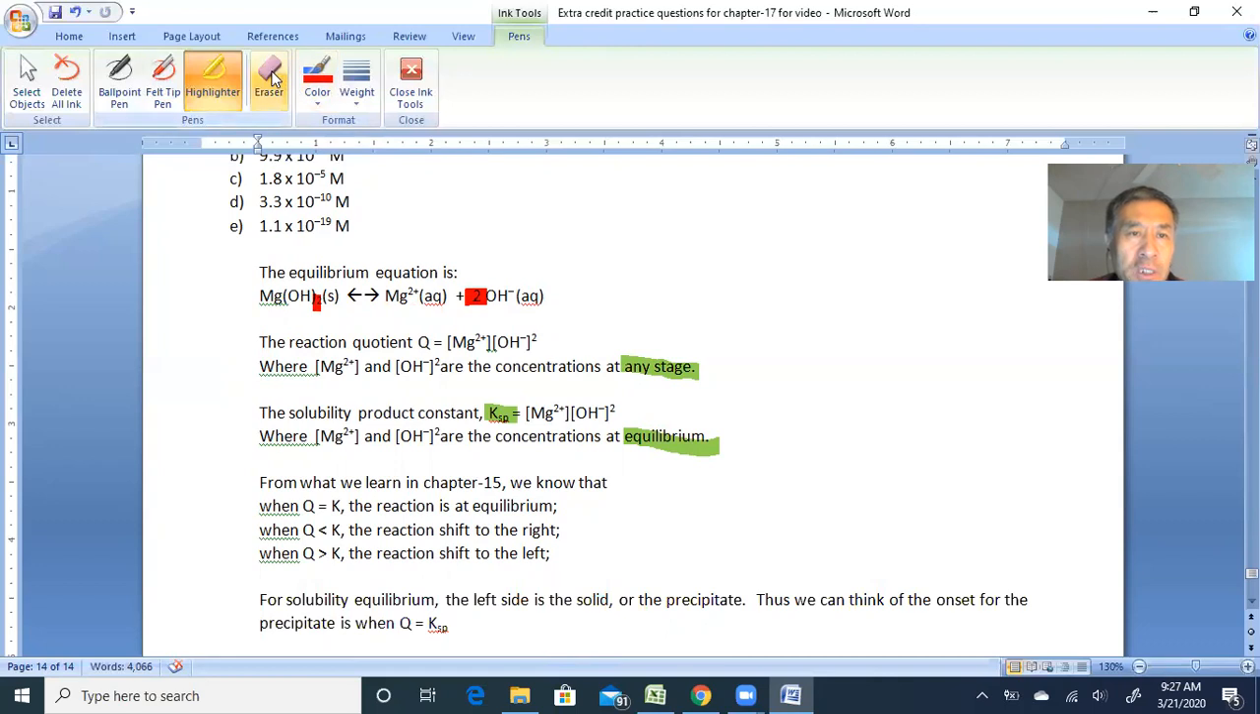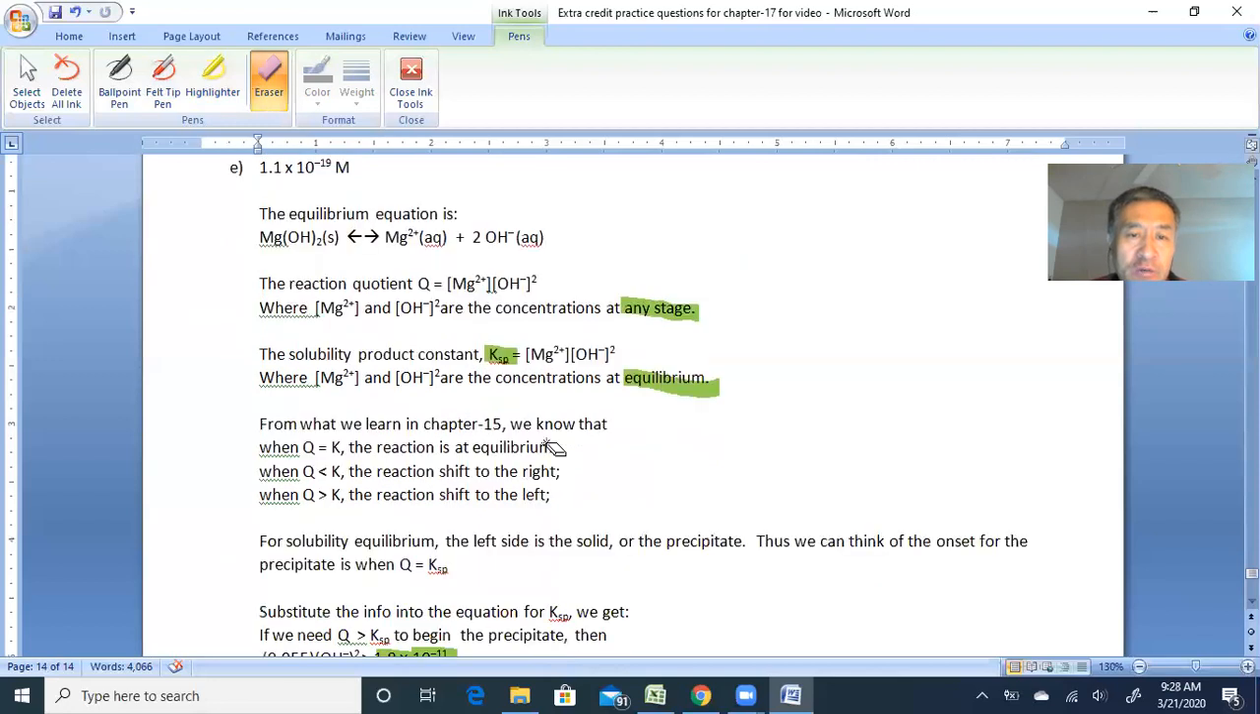All right. So for this equilibrium, or for any equilibrium, we also have a reaction quotient. The reaction quotient has a similar expression to the K, except that in the equation for Q, the concentrations can be at any stage. When you have an equation for K, Ka, Kb, or Ksp, you know the concentrations of the reactants and products must be at equilibrium.